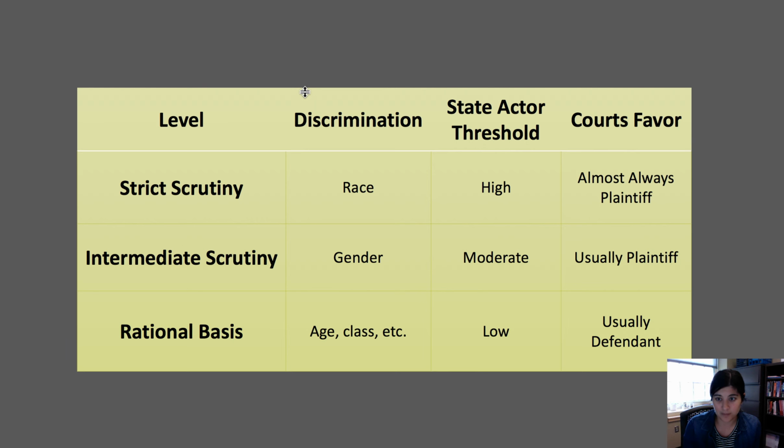And in terms of who the court favors, it's much more difficult for a defendant state actor to defend discrimination based on those immutable characteristics found in strict scrutiny. It's also difficult for them to defend at the intermediate scrutiny level, although there are cases where they can, if they can come up with an important governmental reason. And then finally, that rational basis category tends to favor the defendant, right? All they have to do is show sound reasoning for having a policy in place, and if they can do so, they're likely to win.